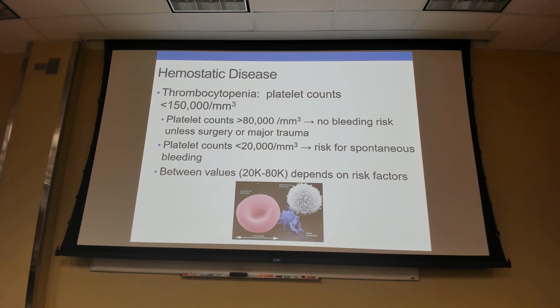80,000 is your upper limit where you're saying, I think they're going to be okay, and as long as we don't have a major insult, like active surgery, a car accident, something that is actively going on, they're probably going to be fine. What's happening between 20 and 80, or 80 and 150, is the provider brain says, I don't know what's going to happen. So depending on what is happening with this particular patient will depend on how much bleeding you see. So really, 150 marks your definition, but your bleeding risk really changes at 80 and then 20.